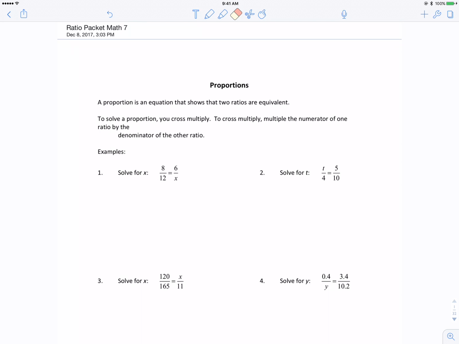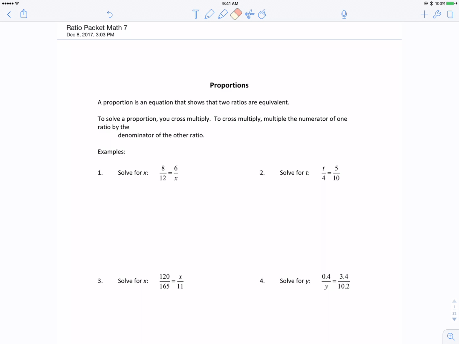So the purpose of today's video is going to teach you and actually more or less review, hopefully from 6th grade, how to solve proportions. You'll practice it on your own and with a partner, and then we will continue looking at proportional word problems. So we're going to start with the very first page of your ratio and proportion packet.